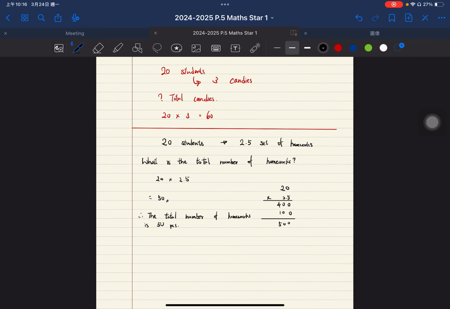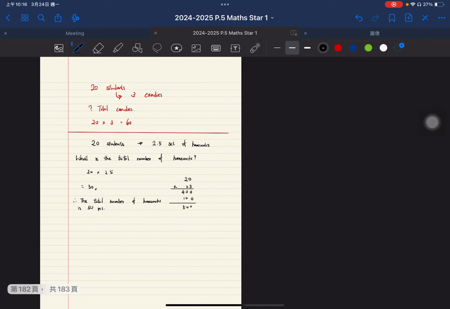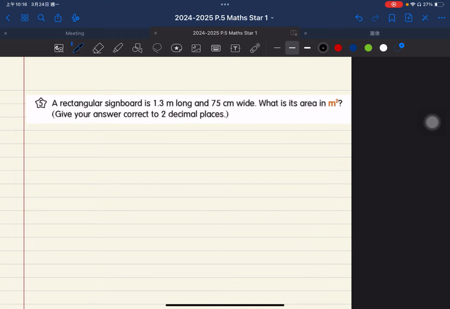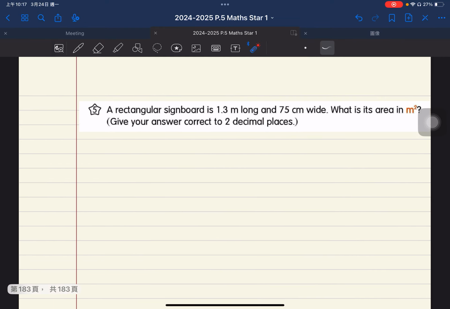Okay, I'm done. This is a very basic example. Let's look at the example here. This question is a little bit weird because you have to correct to 2 decimal places. I'm sure everyone has the ability to calculate, but how do we present it? The question is asking: there is a rectangular signboard which is 1.3 meters long and 75 cm wide. What is the area in m squared?